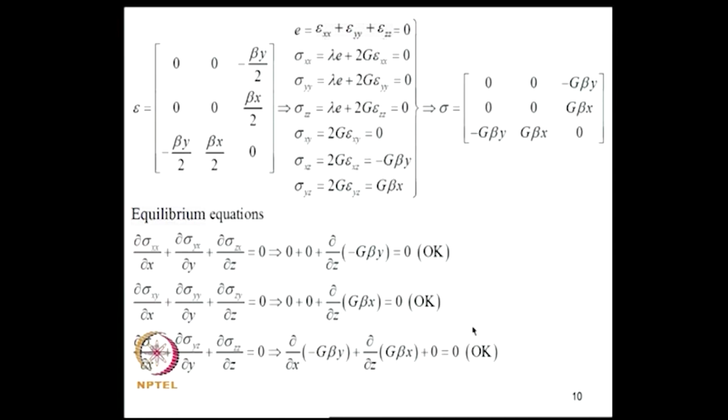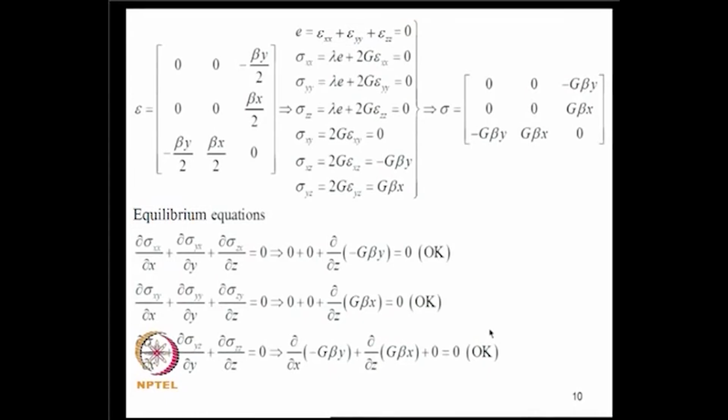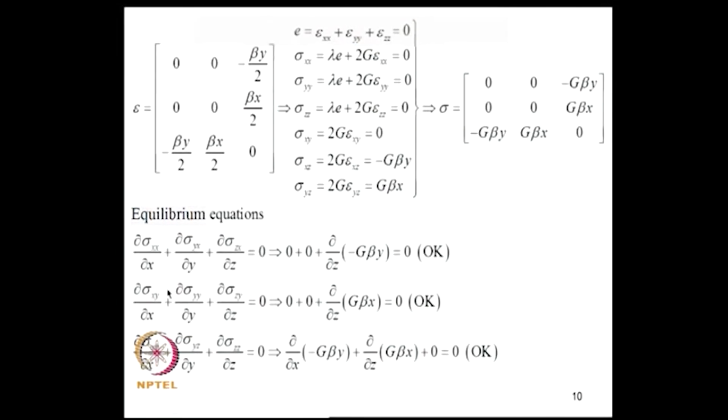Now, we will use the constitutive law valid for the isotropic material, and this is the stress strain relation. So, we know the strains, therefore, we can compute this e, which is the first invariant, epsilon xx, epsilon yy, epsilon zz, that is actually 0, and then sigma xx is 0, sigma yy is 0, sigma zz is 0, sigma xy is 0, because the corresponding strains are all 0. The shearing stresses we get as G beta y, G beta x, G is the shear modulus. So, we have now determined strains and stresses and displacements.